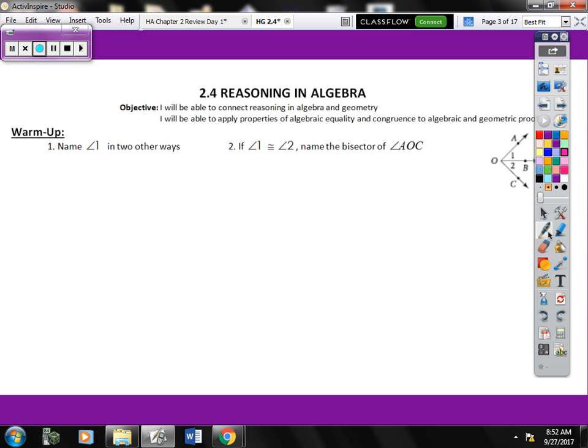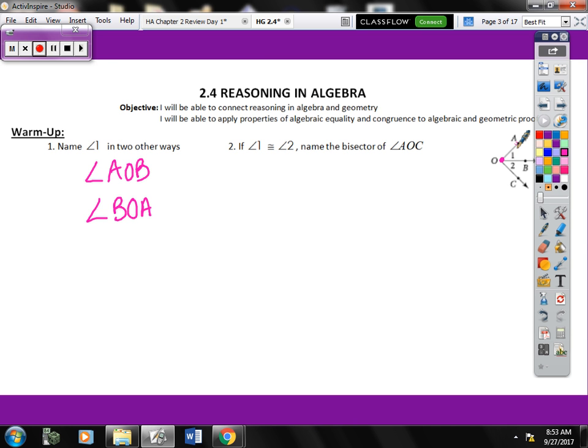All right, who can tell me how they named angle 1? Marquise? Angle AOB. Very good. Angle AOB. And angle BOA. Very good. Angle BOA. Remember, to name an angle, you have to use the vertex as the middle letter. So AOB or BOA. Very good.